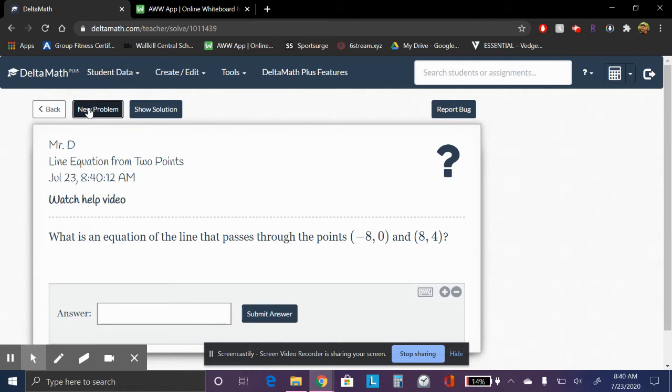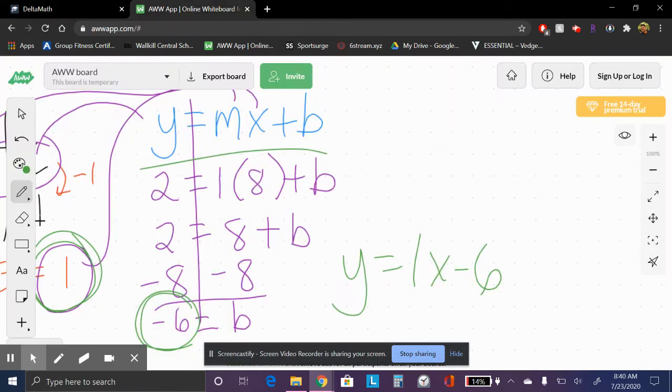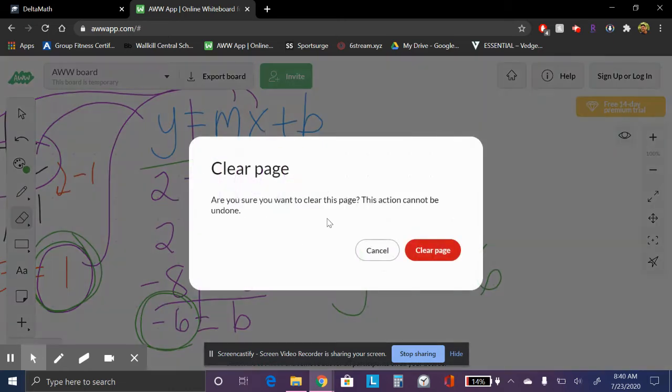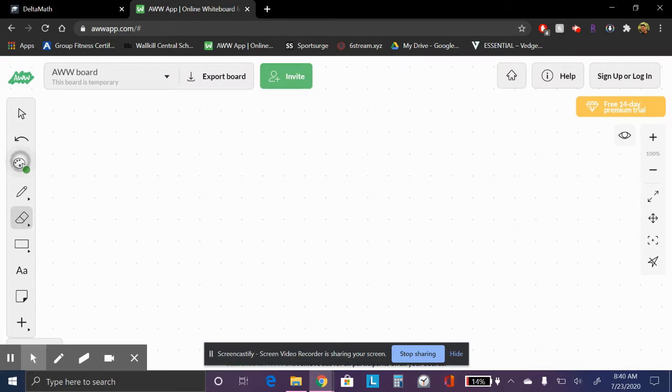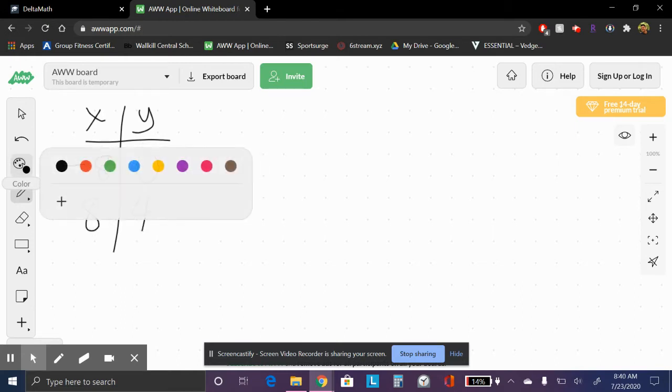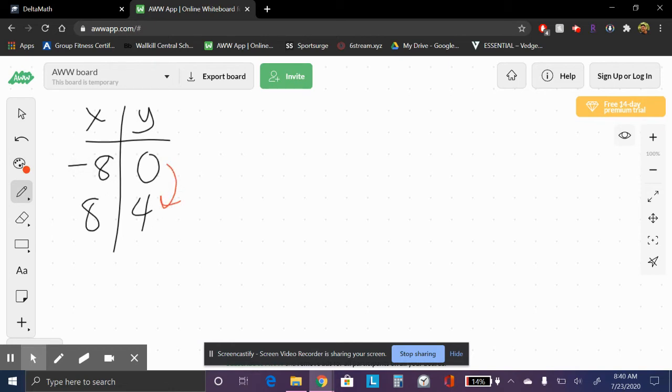All right. Let's look at another one. Yeah, let's look at one with some negatives in it. All right. Let's clear this bad boy out. So we have negative 8, 0 and 8, 4. The rise, change in y, goes up 4. The run, this might get a fraction here. We might need our Desmos scientific calculator at some point.